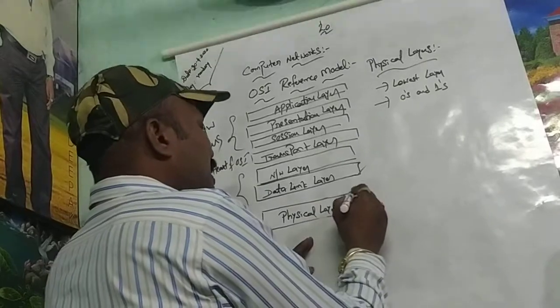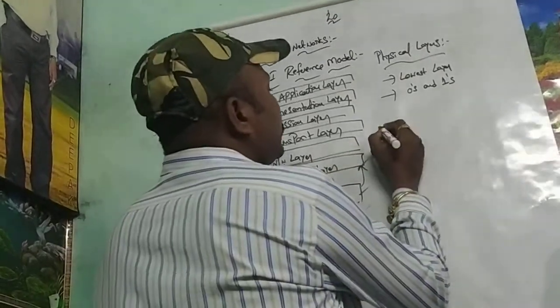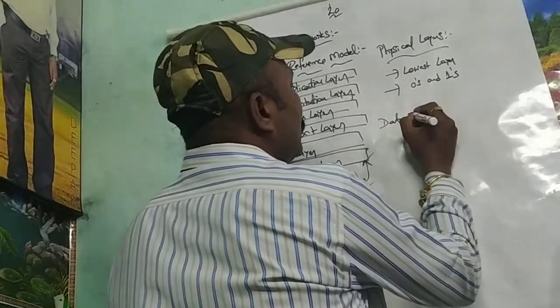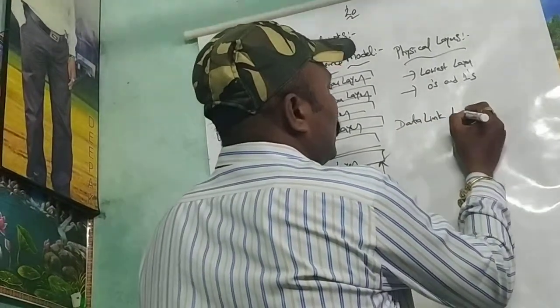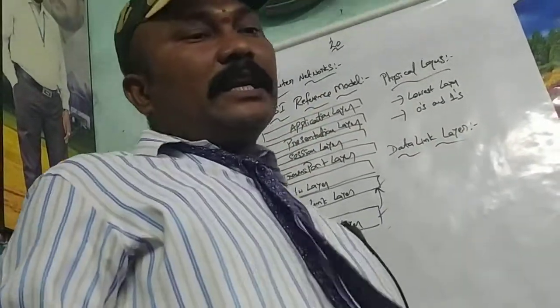So these zeros and ones, what happens when we transmit them to the data link layer? Okay, now I will explain. The second layer is the data link layer. Then I will explain the data link layer.